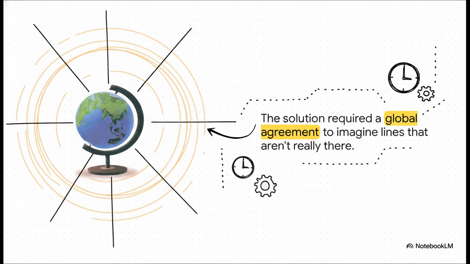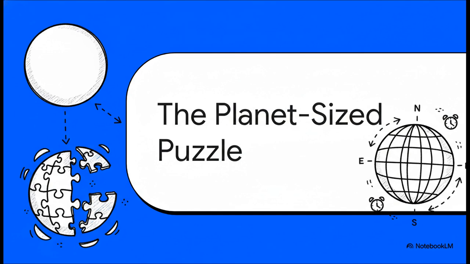The entire system that powers everything from your GPS to global shipping, it's all built on a set of imaginary lines that all of humanity just collectively agreed to draw all over our planet. So, if we just invented this whole grid, how in the world did we decide where to even start drawing the lines? Let's unpack this planet-sized puzzle piece by piece.